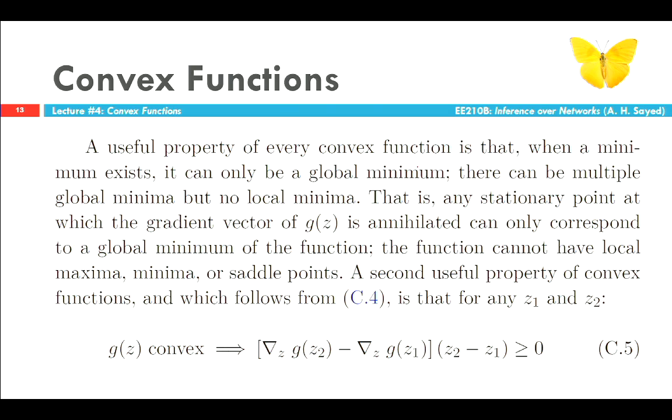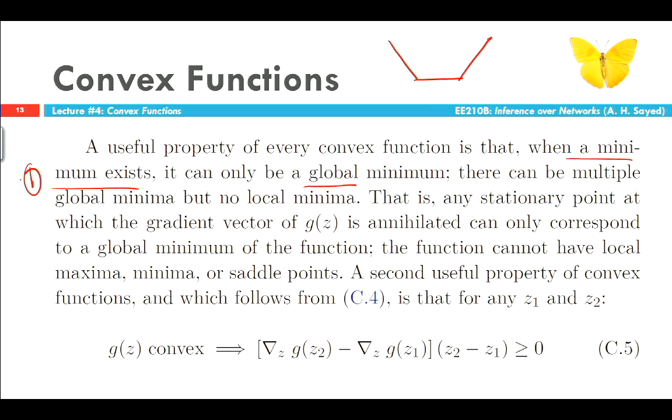Now, why are convex functions so useful? Because of this property. If a convex function has a minimum, it can only be a global minimum. It doesn't need to be unique. For example, this is a convex function. It has multiple global minima. So if it has minima, the minima have to be global. You cannot have local minima or local maxima or saddle points. Very good. So this is one property of convex functions.